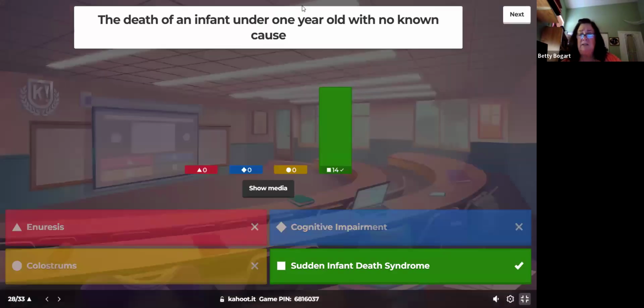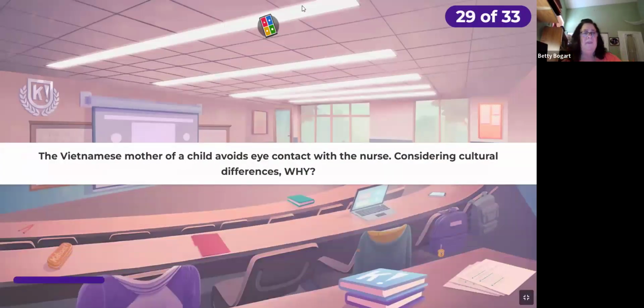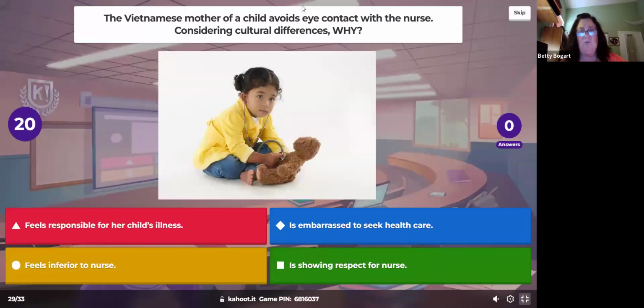And it's called SIDS. We're going to go into that a little more next week, and what the risk factors for that are. The Vietnamese mother of a child avoids eye contact with a nurse. Considering cultural differences, why? Why do you think?